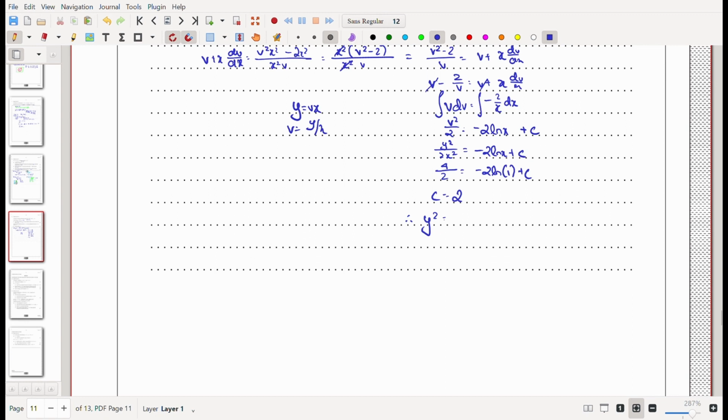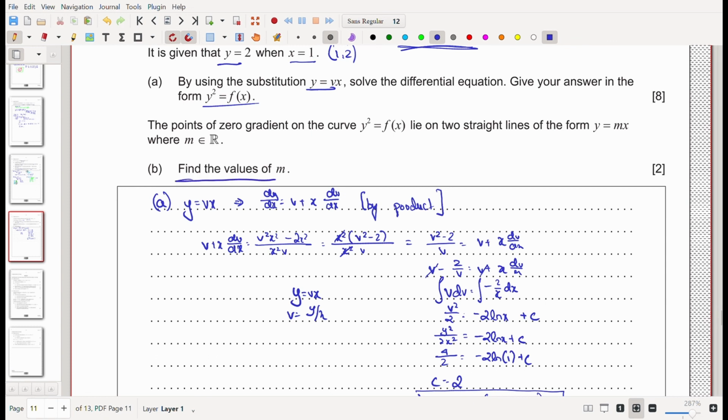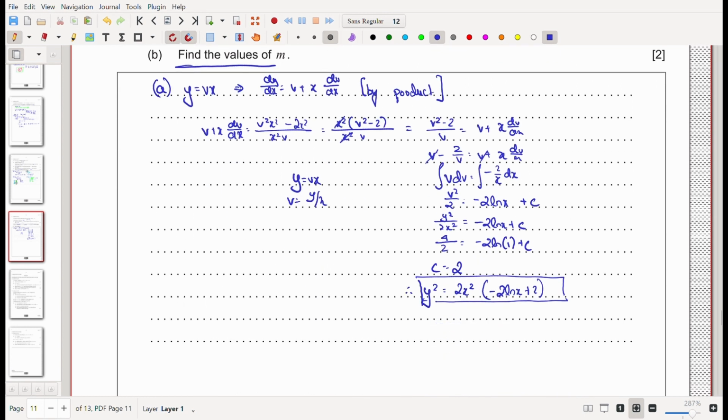Therefore y squared is equal to 2x squared times minus 2 ln x plus 2. I just moved the denominator to the other side to cross multiply, and we get our function f of x in terms of y squared. Up next, we are asked to find the values of m when the points of zero gradient, basically the maximas and minimas of this curve, lie on two straight lines in the form of this. So to do this, let's let dy by dx equal to 0.